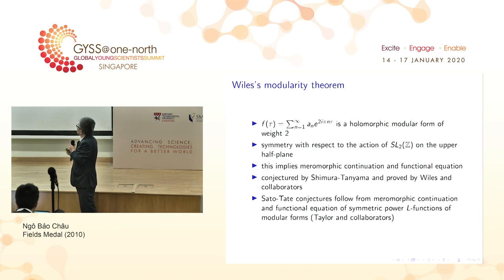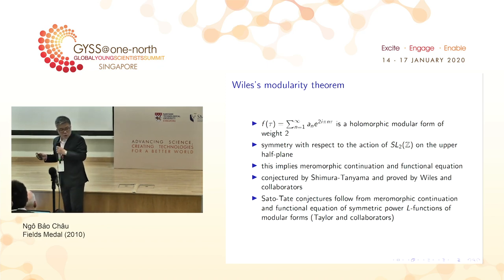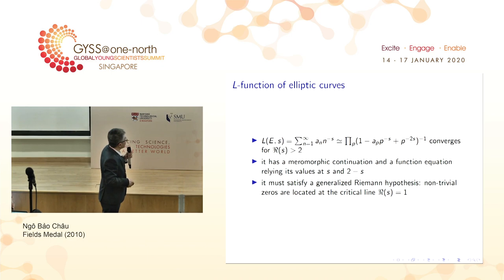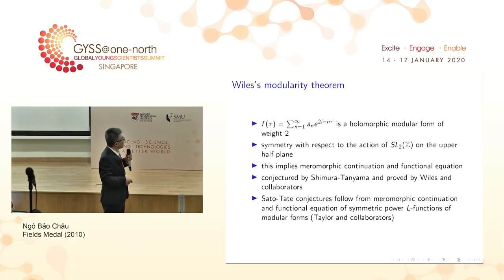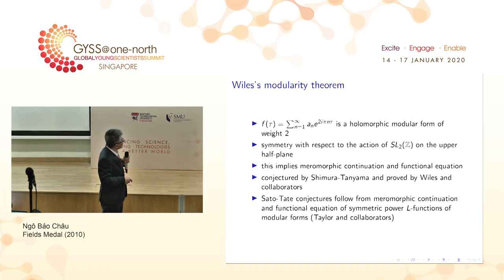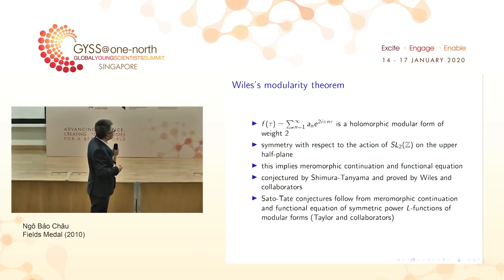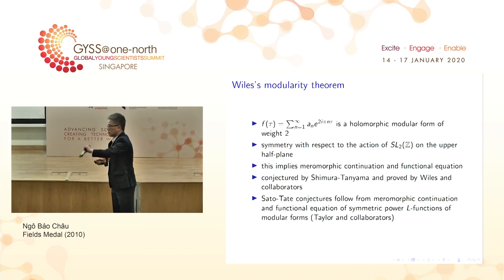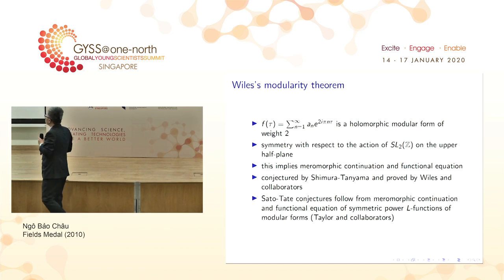And now we come to the crowning achievement of number theory by the end of the 20th century, the Wiles theorem or modularity theorem. So it proves that this series that you made out of the elliptic curve has to be a modular form. You just replace the n to the minus s by some exponential terms, like a Fourier series. Then this is a modular form, which means it satisfies some extra symmetries, like tau going to (a tau plus b) over (c tau plus d). Okay, and this was proved by Wiles and by collaborators.